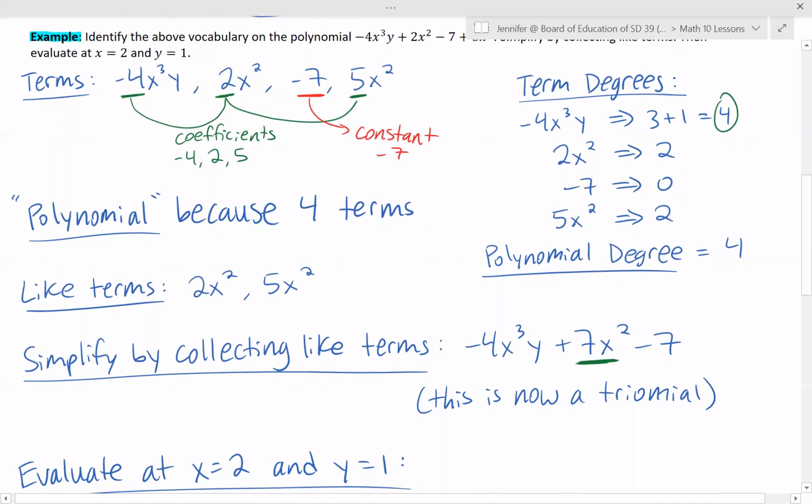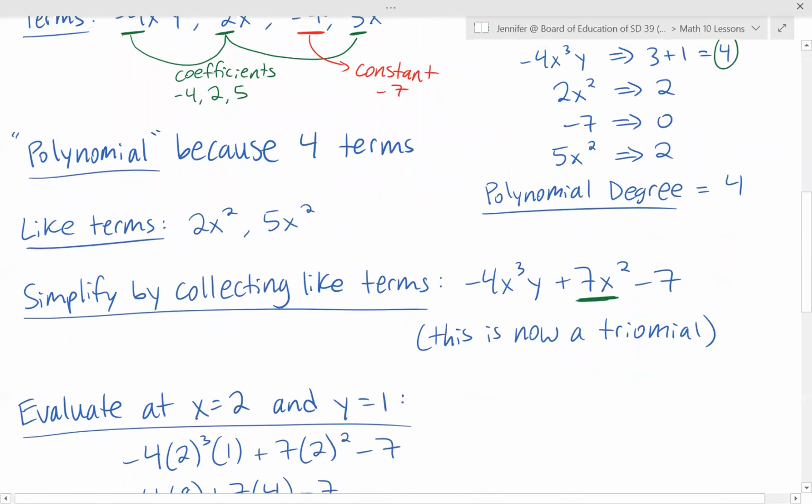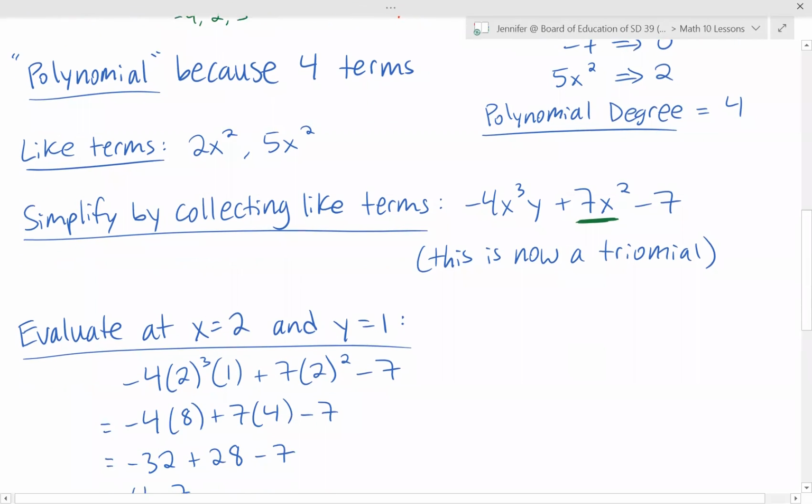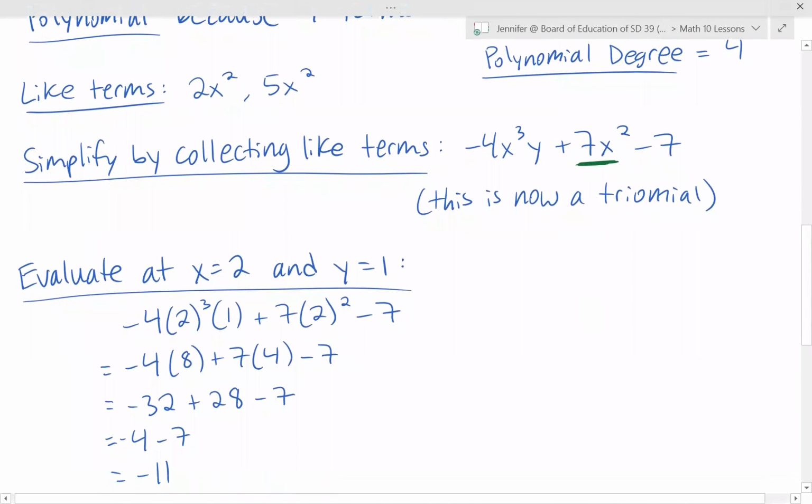Lastly, we want to evaluate at x equals 2 and y equals 1. So you just take the polynomial, replace x with 2, replace y with 1, which I've done here. Then you just calculate. Make sure when you're evaluating, substitute it in with brackets so that you get the correct sign if you have positive or negative.